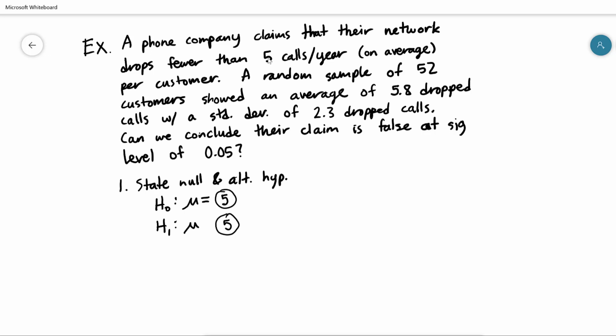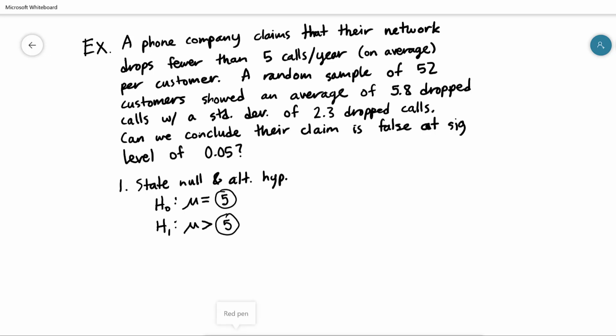Even though their claim is that they drop fewer than 5 calls per year, I don't put a less than symbol here. This always is an equal sign. We always put in the number that is the cutoff between their claim being true and their claim being false. The alternate hypothesis, what the evidence seems to show, is that the average number of dropped calls is larger than 5. So that's my alternate hypothesis. I really think that the evidence shows that mu is actually greater than 5. They drop more than 5 calls per year. So that is the idea.